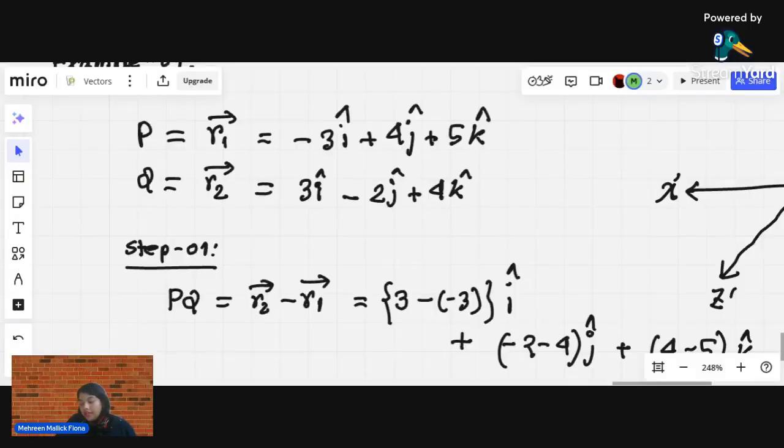So let's say I'm going to show it later. Let's stay here for now. I'm going to show that later on after I finish with this one. So now that we have an idea of the distance PQ, which is also a resultant vector.